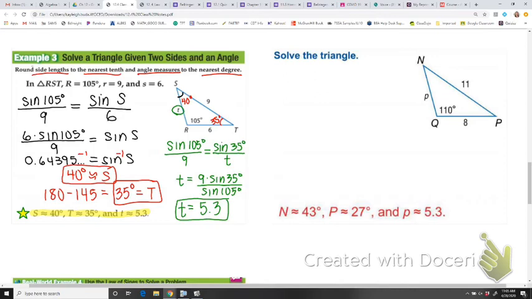Again, there's an additional problem there with the answer shown. You can try that for practice.